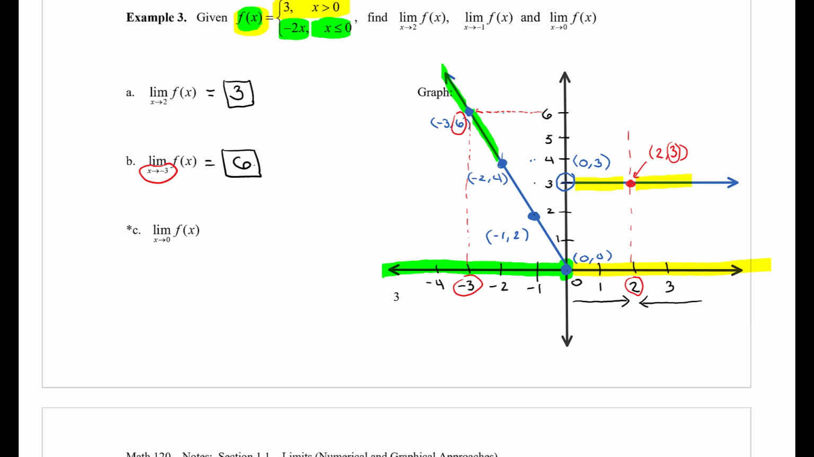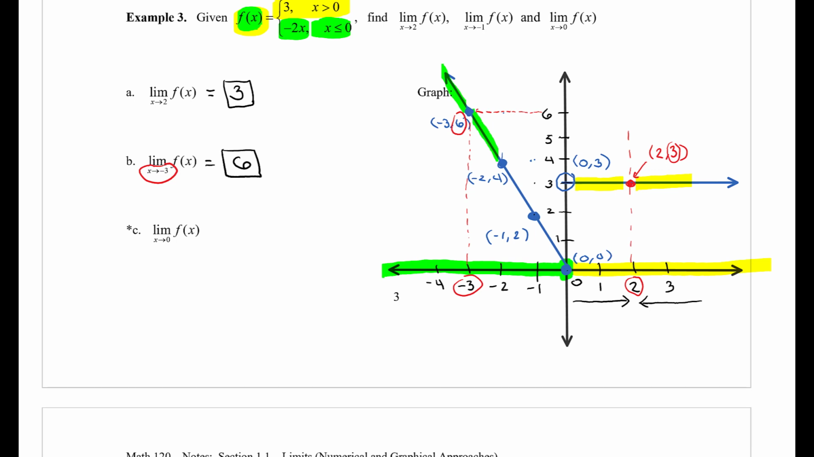C, the limit as x approaches 0 of f of x. So now we're going to focus where x is equal to 0, and we're going to see what value of y our function is approaching the closer and closer we get on the left-hand side as x approaches 0, and then also from the right-hand side, what y value are we approaching as x approaches 0 from the right.